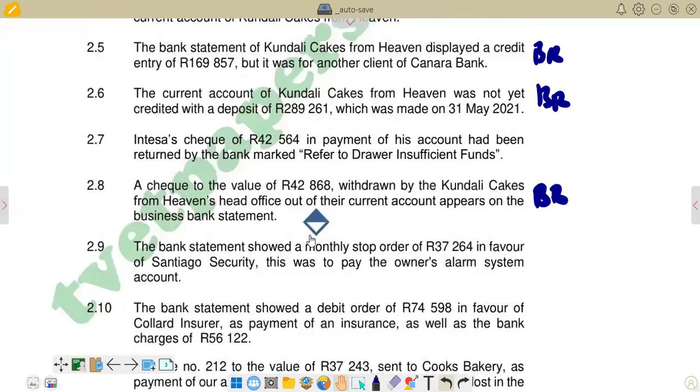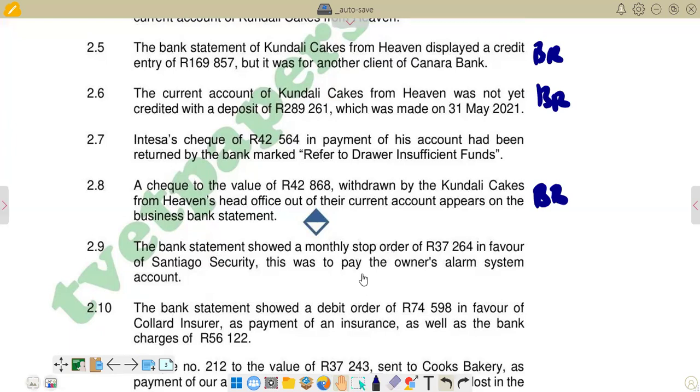If you go to 2.9, 2.9 is the bank statement show the monthly stop order of 37,264 rands in favor of San Diego Security. This was to pay the owner's alarm system account. So the bank statement shows the monthly stop order, which means this amount is reflecting on the bank statement. Remember, a stop order is effected first at the bank, and we can only get to know about that transaction when we get hold of the bank statement. So it means already in the journals it's not yet adjusted, so it means we have to adjust it. And it's a stop order.